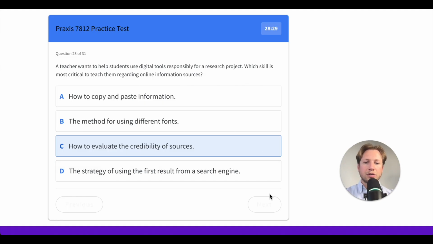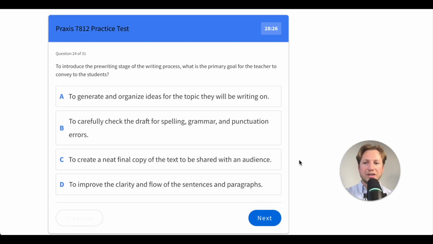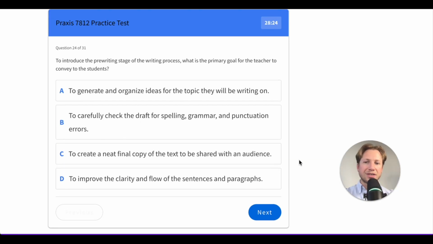All right, so let's move on to question number 24. This one asks, to introduce the pre-writing stage of the writing process, what is the primary goal for the teacher to convey to the students? Read the answer options A, B, C, and D. Pick the best one.